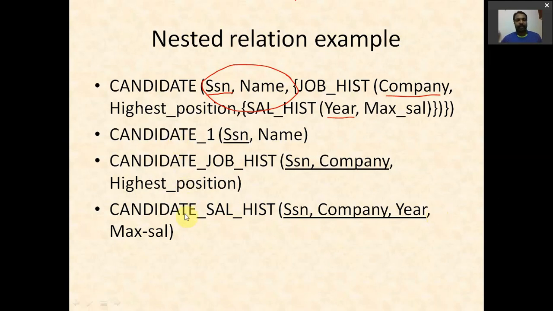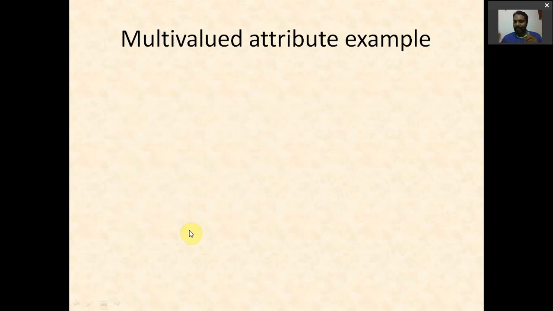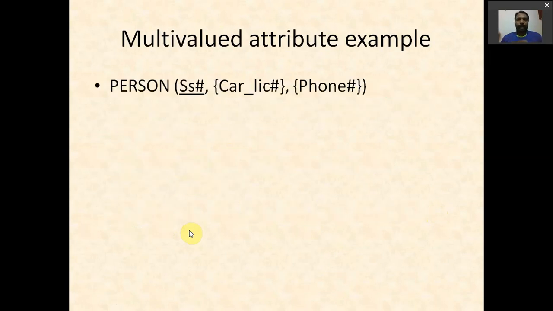Now these three relations are in first normal form because they do not consist of any multivalued attributes and they do not have any nested relations. So in this way we can normalize into first normal form. Another example for a multivalued attribute. For example, we have a person table which consists of social security number, car license number and phone number. So here car license number and phone numbers are multivalued attributes.